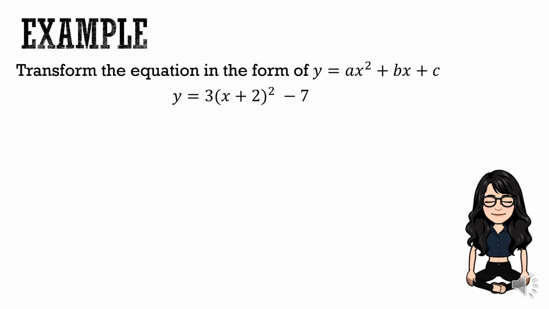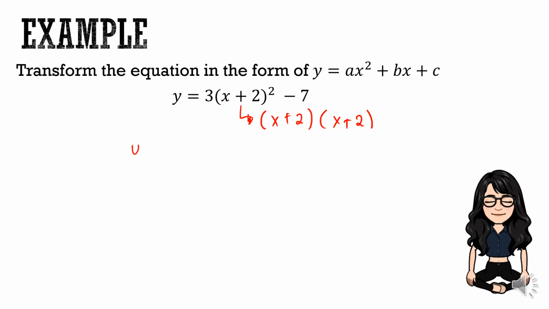Transform the equation into the form y equals ax squared plus bx plus c, given y equals 3 times x plus 2 squared minus 7. So the first thing you should do is to solve for the numbers inside the parentheses. To solve x plus 2 squared, just simply expand. So we have x plus 2 times x plus 2. Then use the FOIL method or the pa-rrot-big method.